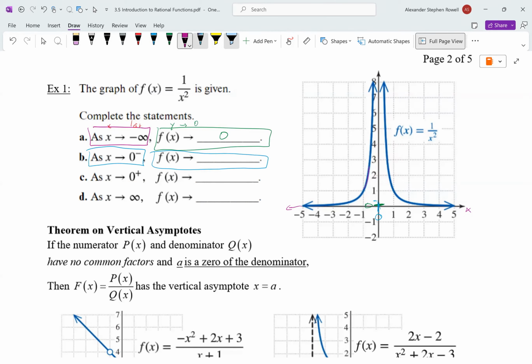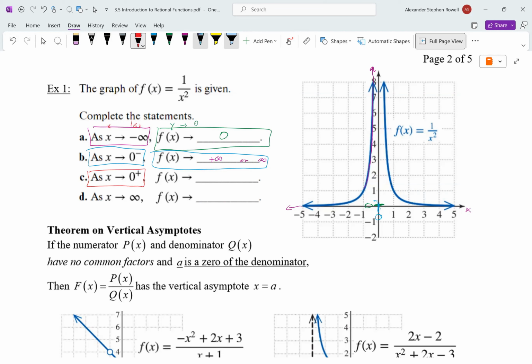Yes, so along here, my graph is going further and further, closer and closer to 0, but my y value is approaching positive infinity. If you write infinity, I'll assume you mean positive infinity. The next one.